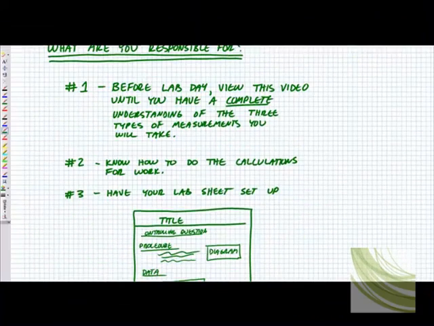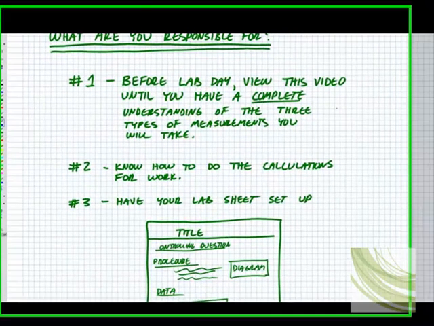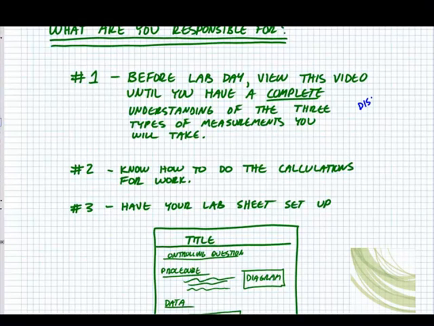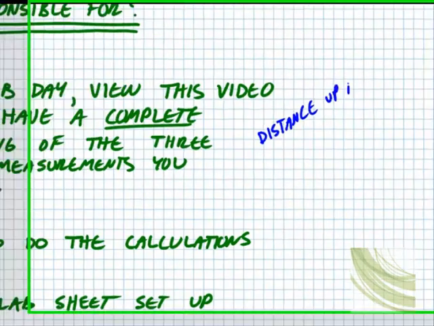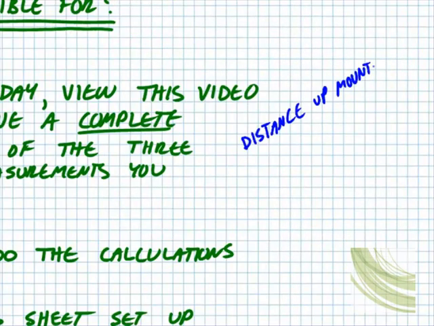So what are you responsible for? Before you come into the lab, you need to view this video until you have a complete understanding of the three types of measurements you must take. Those are the distance up the mountain, the force required to get the car up the mountain, and the angle. You need to know how to do the calculations for work.